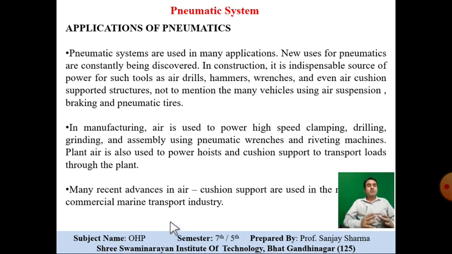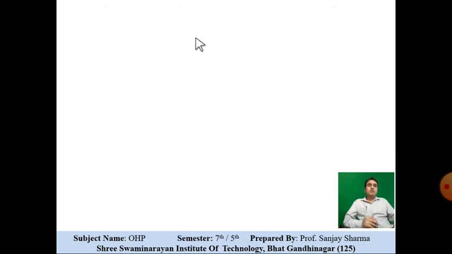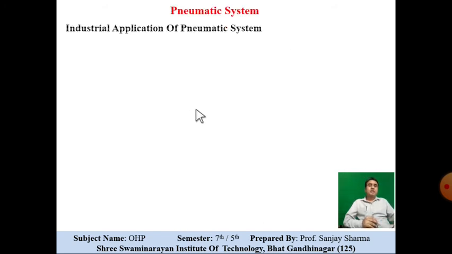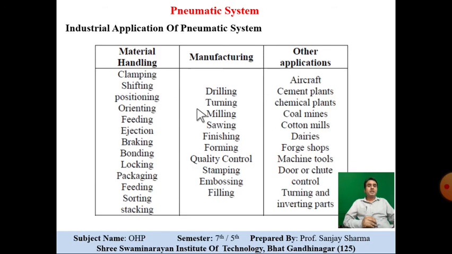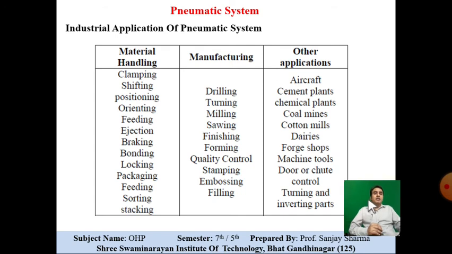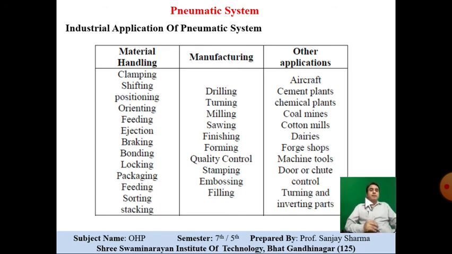Even the commercial use is there. It is used in the marine industry, and it is used in the military also. So these are the different industries where pneumatic systems are used. Now, what are the industrial applications of the pneumatic system? If you go through this table, you can get an idea of where these pneumatic systems are used.